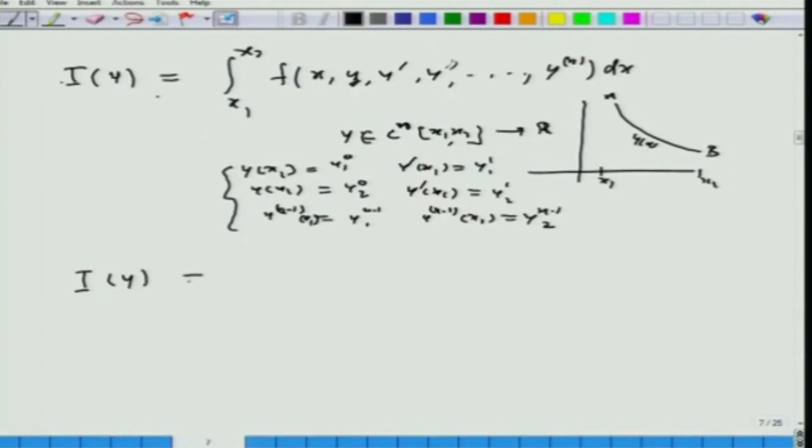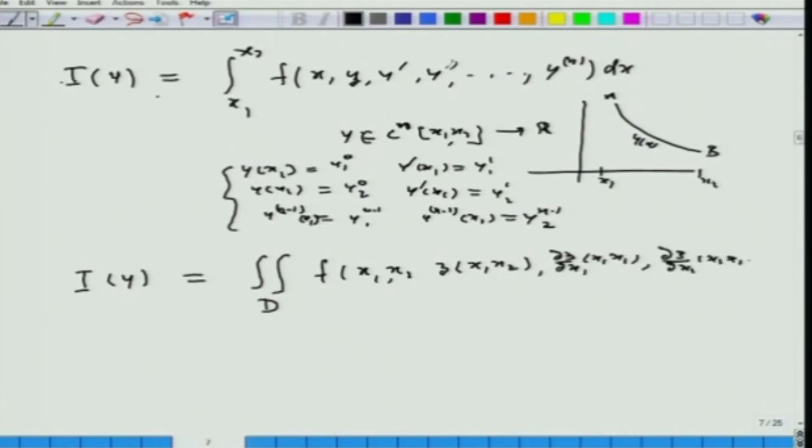y, where you have more independent variables. So, for example, you have, let us say, 2. Then you will have a double integral and f is a function of, let us say, x 1, x 2, and then some function z of x 1, x 2, and then del z by del x 1, del z by del x 2, dx.